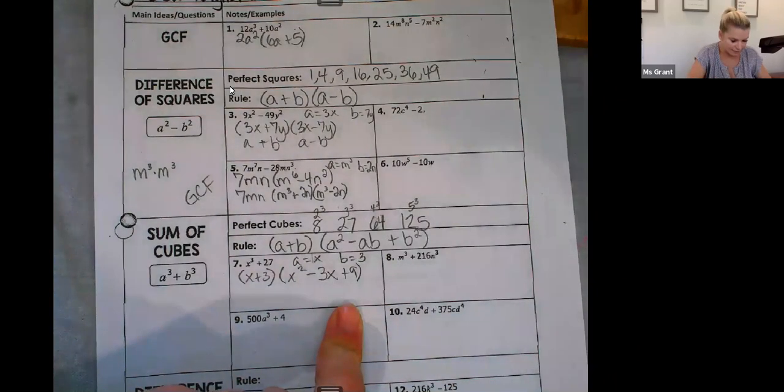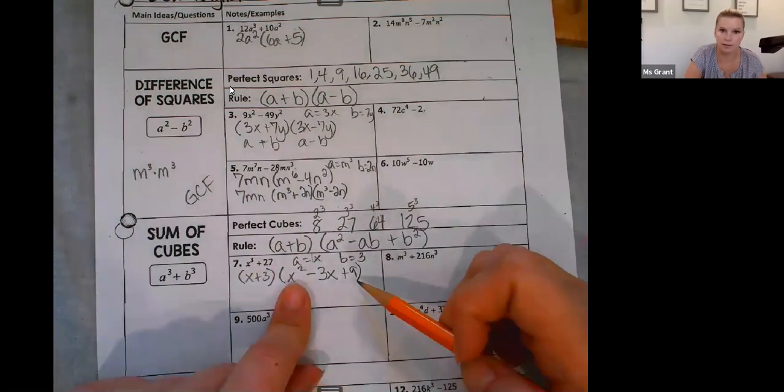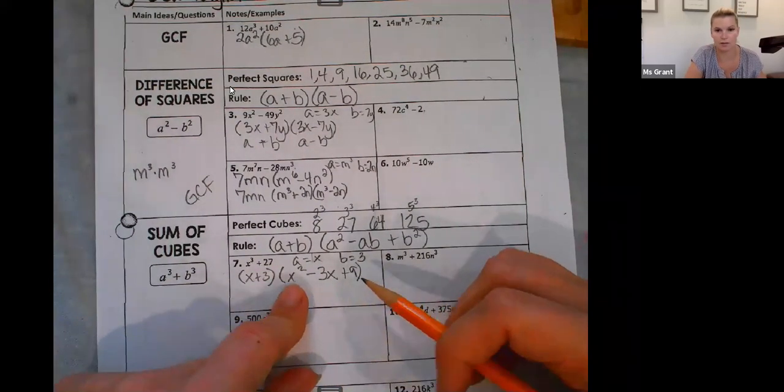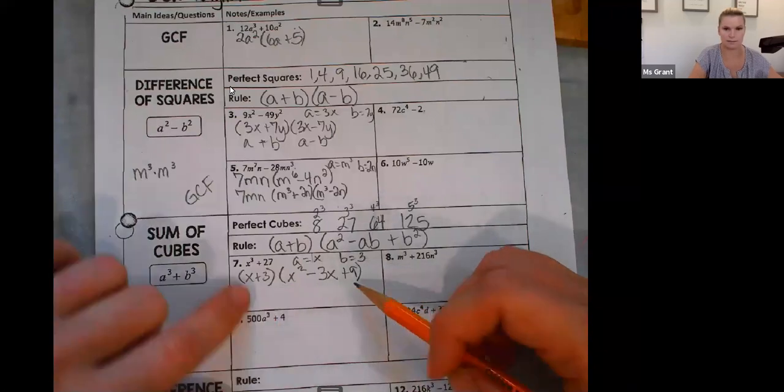I leave it. I can't factor this trinomial. It seems like you could because it ends in a 9, but you actually can't. You leave it just like this.